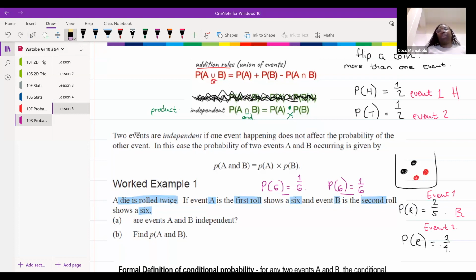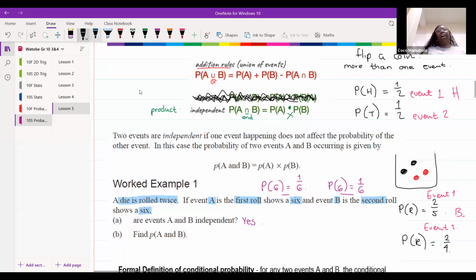Now, let's think about this example that we've been given over here, where they ask us: I throw a dice 2 times. Are events A and B independent? Yes, they are independent because the probability of the second outcome isn't changed by the first one. So our answer here is yes, it is indeed independent.